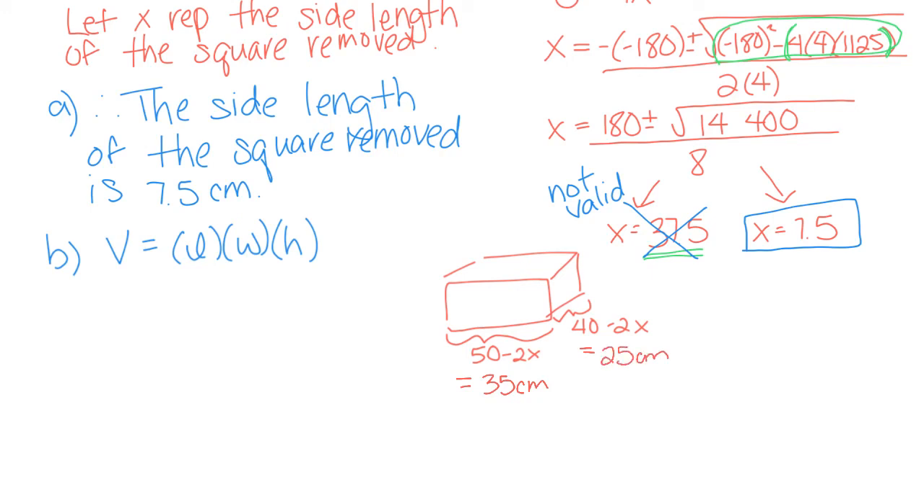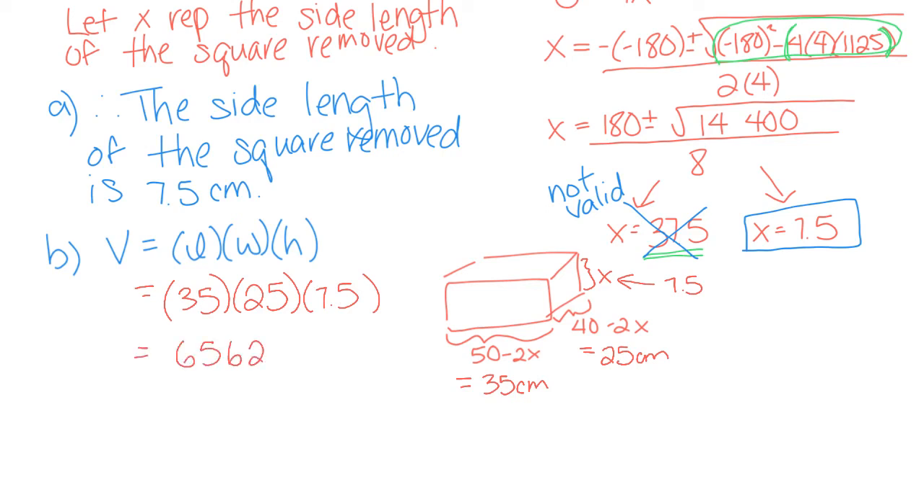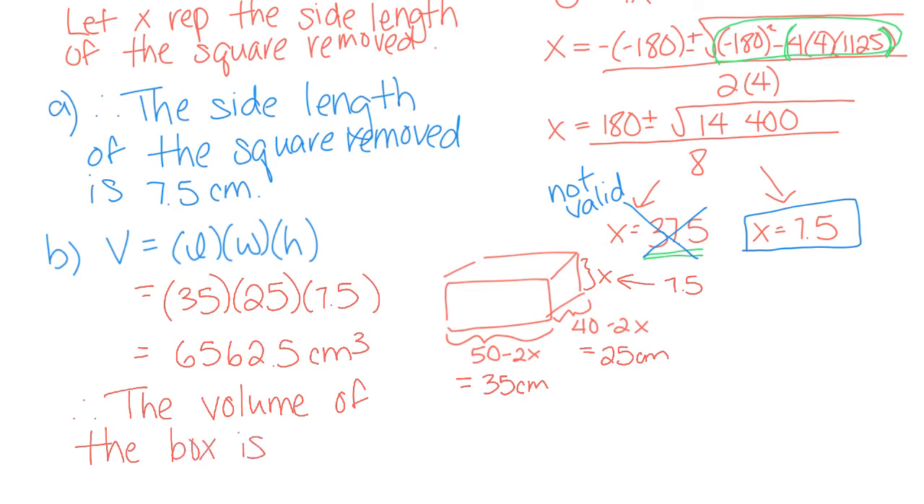And then obviously my height, this is just x, right? So when we cut out and we fold up, that part there is just x. So we know that that is equal to 7.5. So my volume is going to be equal to 35 times 25 times that height, which is 7.5. And I end up with 6,562.5 centimeters cubed. Therefore, the volume of the box is 6,562.5 centimeters cubed.